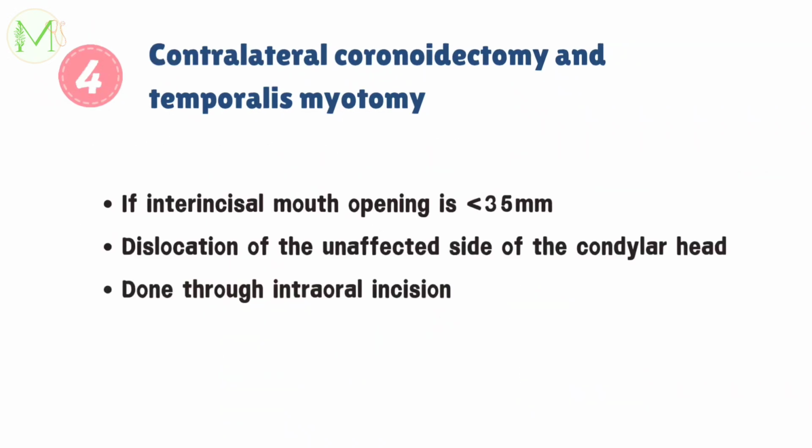Now, we need to check for oral opening after this procedure by the assistant. If the maximal mouth opening or the interincisal opening is more than 35 mm, there is no need to carry out contralateral coronoidectomy. If the interincisal mouth opening is less than 35 mm, we need to proceed with the next step, which is contralateral coronoidectomy and temporalis myotomy. So basically, we will be carrying out all these steps on the contralateral side. The uninvolved side coronoidectomy and temporalis myotomy can be carried out through an intraoral incision.